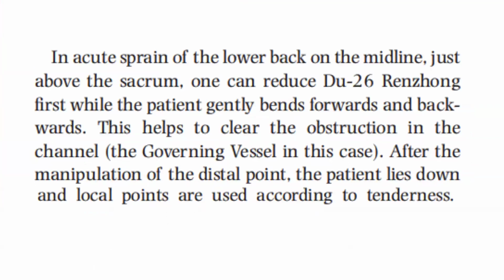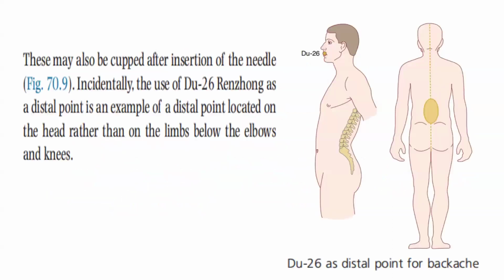In acute sprain of the lower back in the midline, just above the sacrum, one can reduce Du-26, Renzong, first while the patient gently bends forwards and backwards. This helps to clear the obstruction in the channel. After the manipulation of the distal point, the patient lies down and local points are used according to tenderness. These may also be cupped after insertion of the needle.